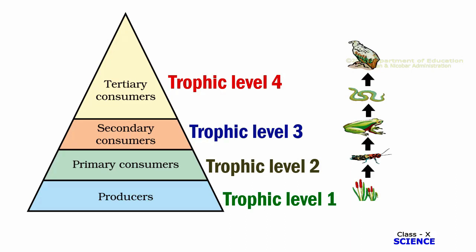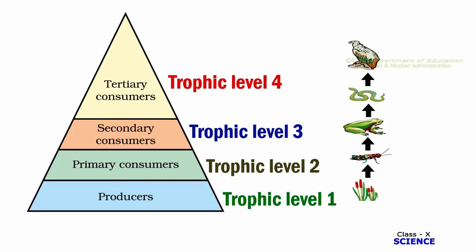Secondly, you see the primary consumers. Under primary consumers you will find herbivores. So here in this case grasshoppers, deer, goat, cow, all these are the primary consumers which directly feed on the producers, that is green plants.